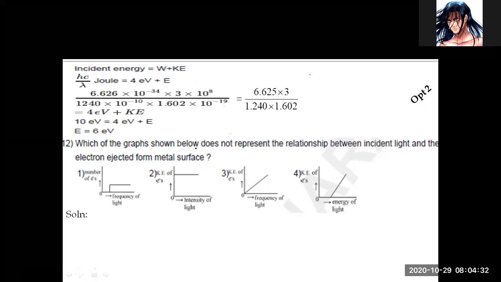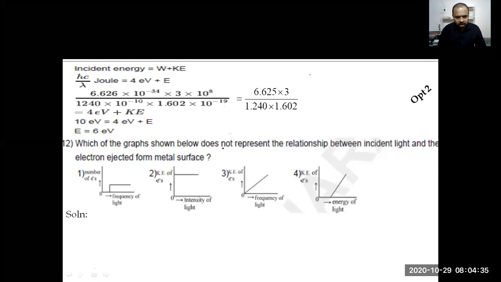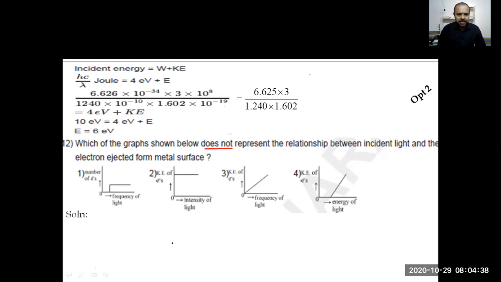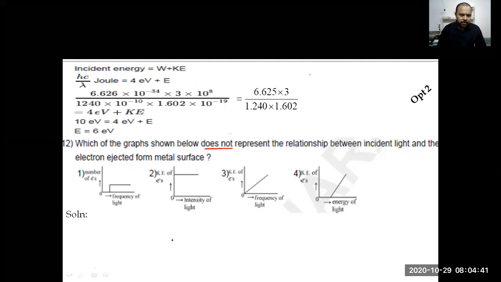Because they're asking which of the graphs shown below does not represent the relationship between the incident light and the electron, that is the photoelectron. Let me take the first one: number of electrons along the y-axis, frequency of light along the x-axis. In option 2, kinetic energy of electrons along the y-axis, intensity of light along the x-axis. In the third one, kinetic energy on the y-axis, frequency on the x-axis. In the fourth one, the y-axis is kinetic energy and the x-axis is energy, which is again frequency. You can say both are the same.